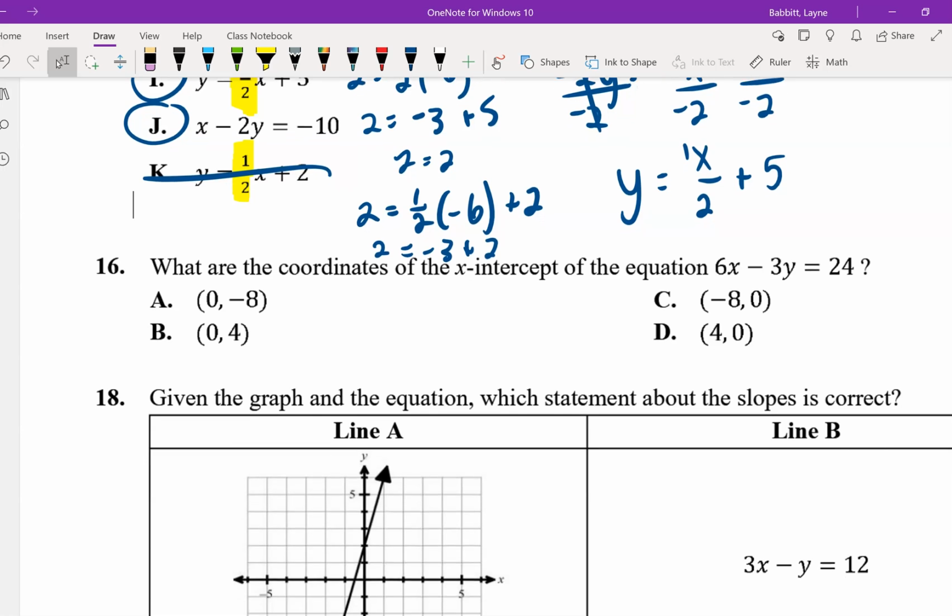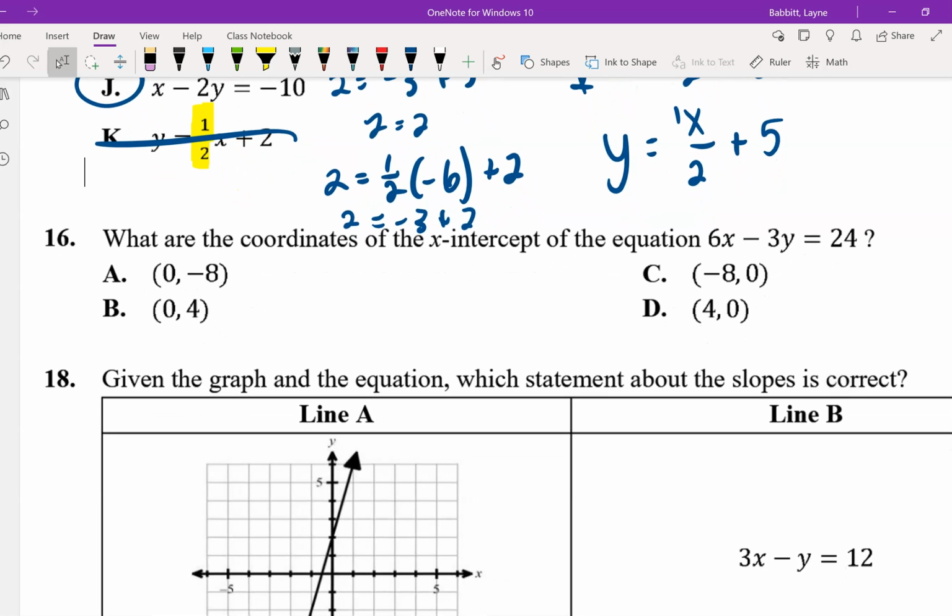Moving on. What are the coordinates of the x-intercept of this equation? Remember, to find an x-intercept, you set y equal to 0. I call this the cover-up method. If we set y equal to 0, 0 times anything is just 0, so I can just cover up the whole y term, and I'm left with 6x equals 24.